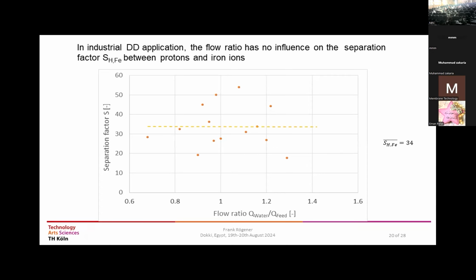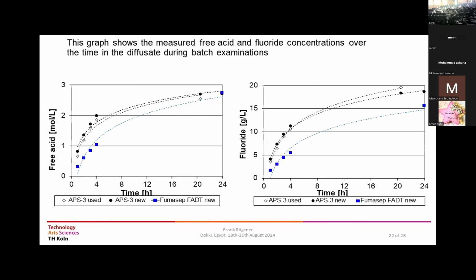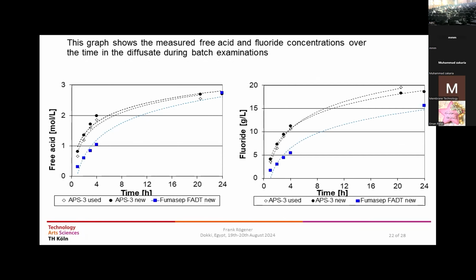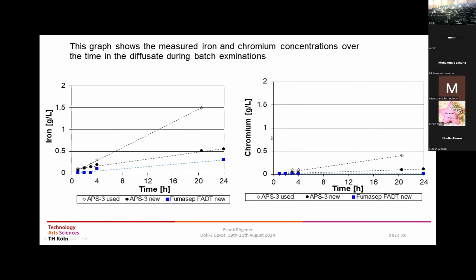Okay, give me 1 minute, then I can show you the results of the other experiments that were done on lab scale. This was a 2-chamber cell, that means one membrane only, and on 2 sides the different solutions: water and the spent acid from the steel industry. Certainly this is a batch process, and the concentration in the diffusate, that means in the final product, is increasing over time. So you can see here these slopes for the free acid and for the fluoride, for instance. Here the concentration of the iron and chromium is also increasing.